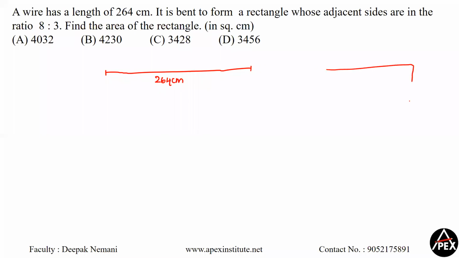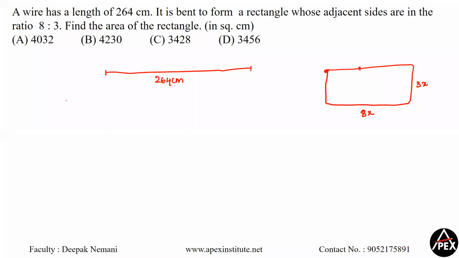So it was bent like this to form a rectangle whose adjacent sides are in the ratio 8:3. So I will consider the length as 8x and breadth as 3x. Okay. Now what is equal to 264 here? What parameter? Perimeter, perfect. You need to identify that.